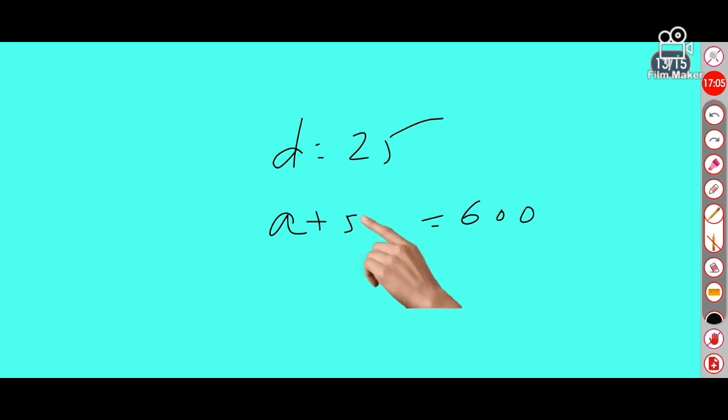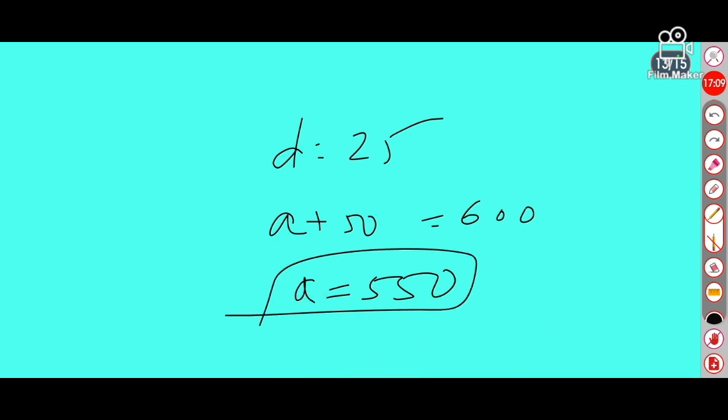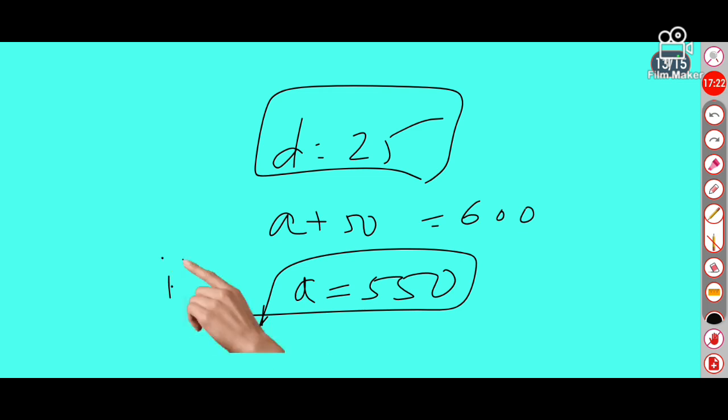a plus 50 is nothing but 600. So the value of a is nothing but 550. The value of d is 25. So with this, the first year production, right? a will already be the first year, always a is the first term. So the production in the first year, that is the first subdivision question given in example 16, is 550 TV sets.